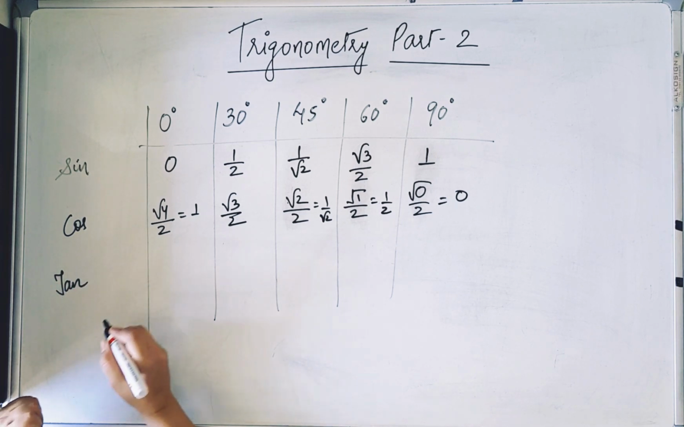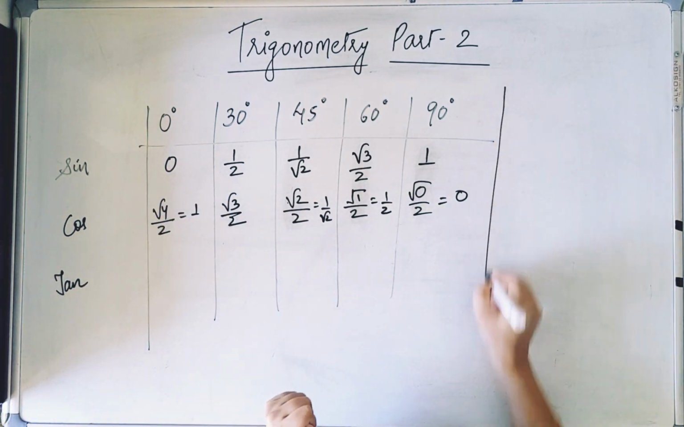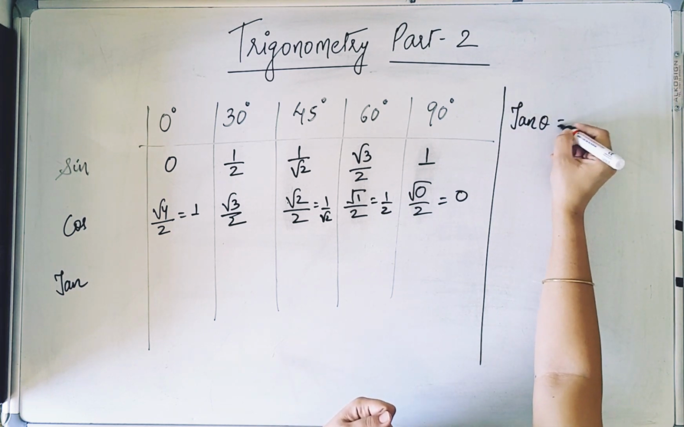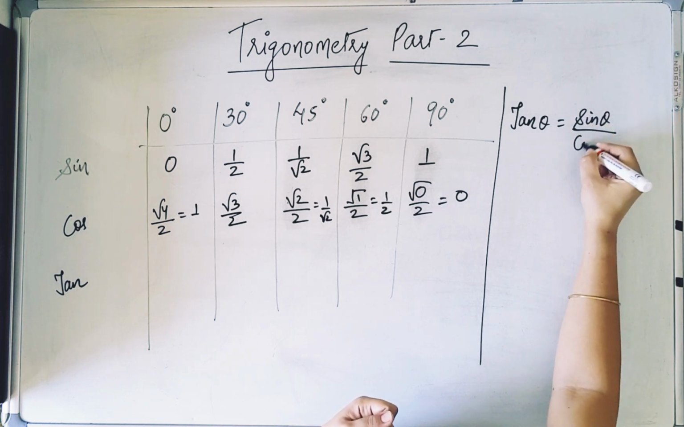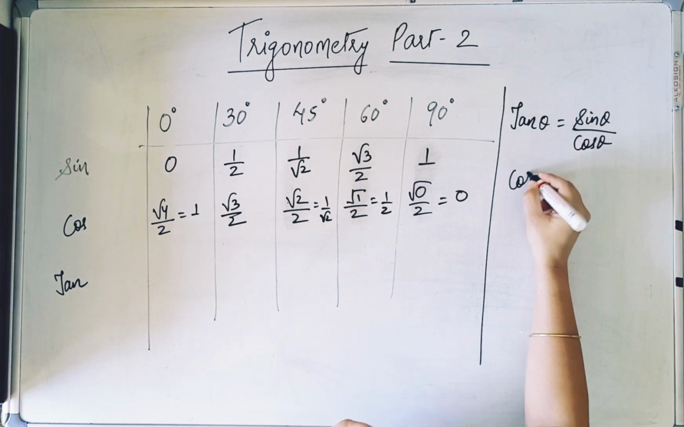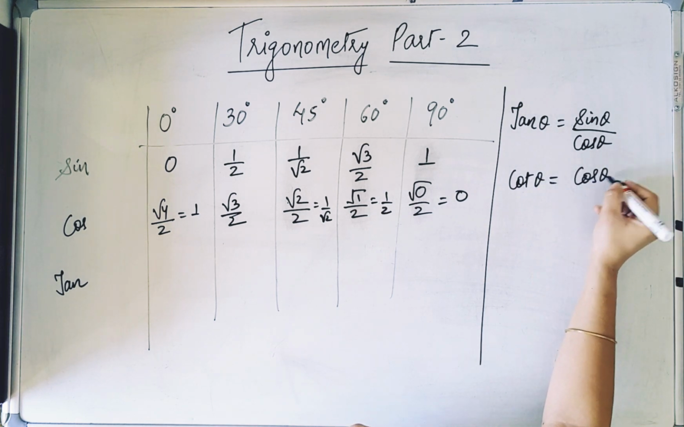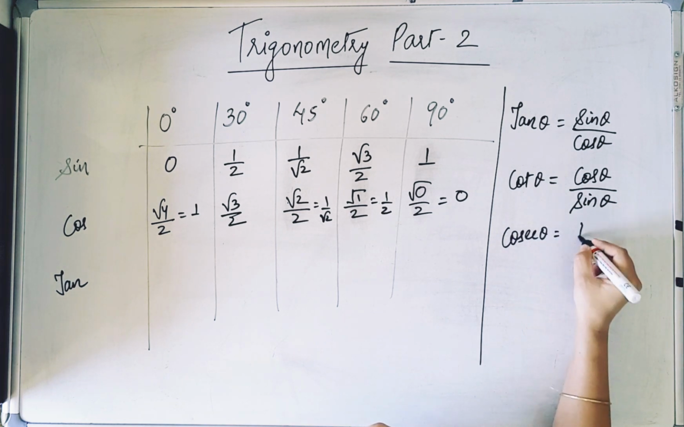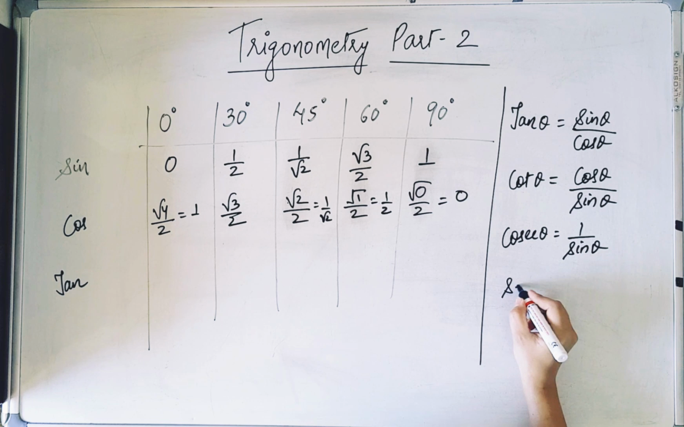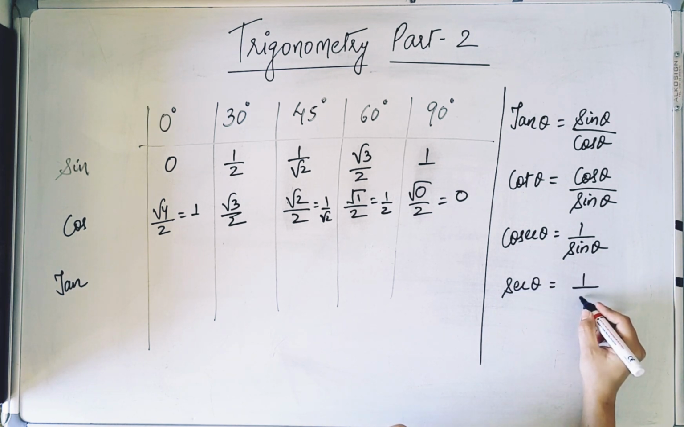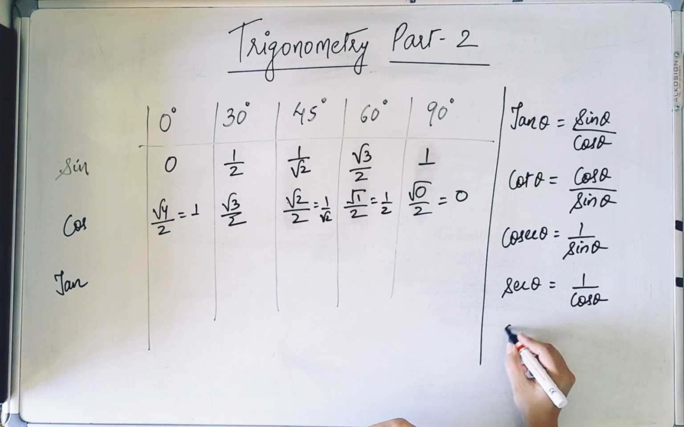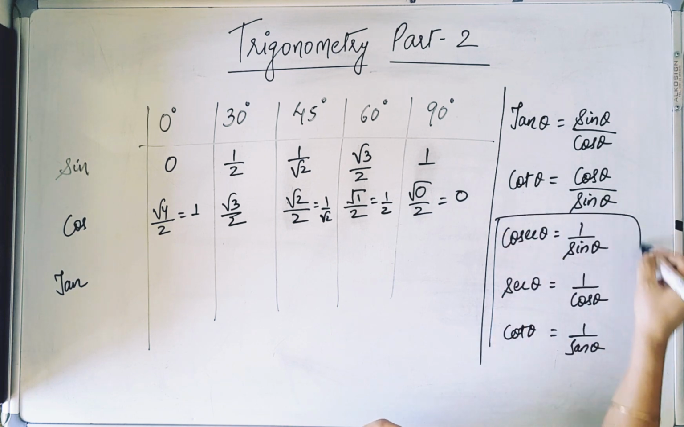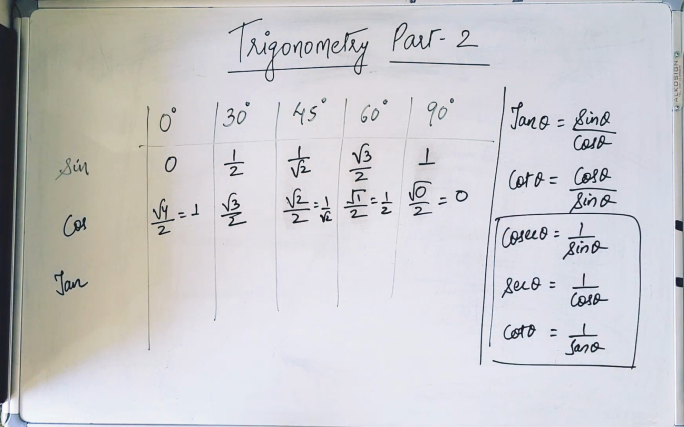If we want to find the value of tan, we will divide them. We have the formula, as I told in my previous video, that tan theta is equal to sin theta by cos theta, and the opposite of tan is cot theta, so it will be cos theta upon sin theta. Cosec theta is the reciprocal of sin theta and sec theta is the reciprocal of cos theta. And one more thing, cot theta is the reciprocal of tan theta. So this is all about the values of cosec, sec and cot theta.